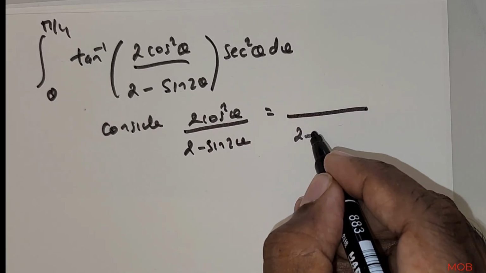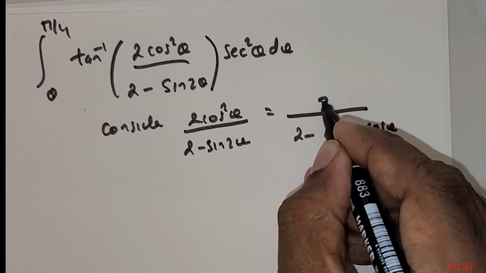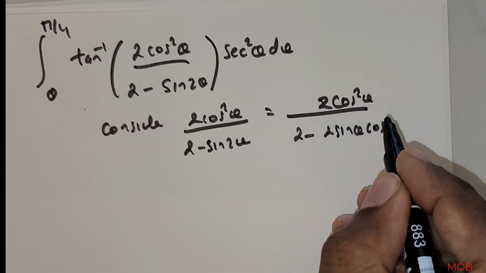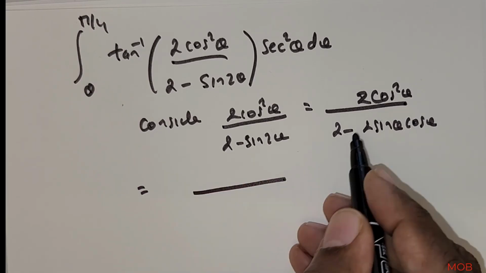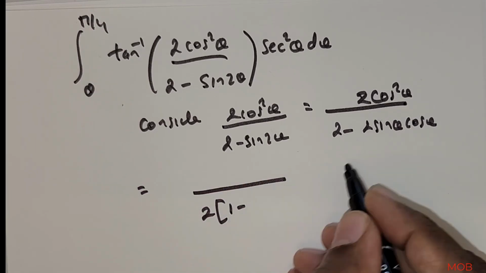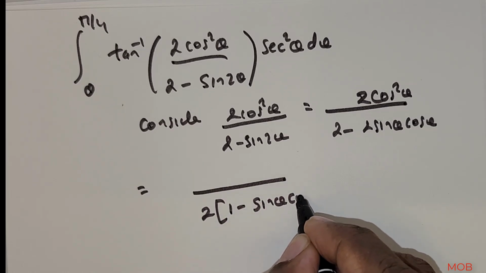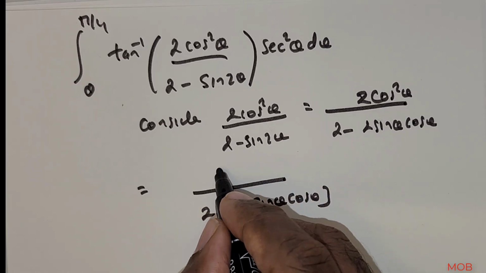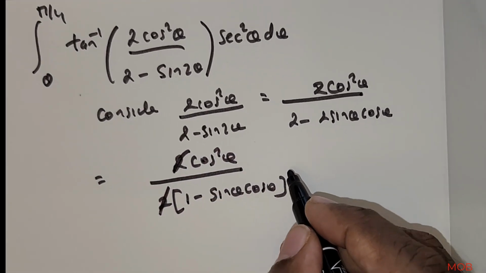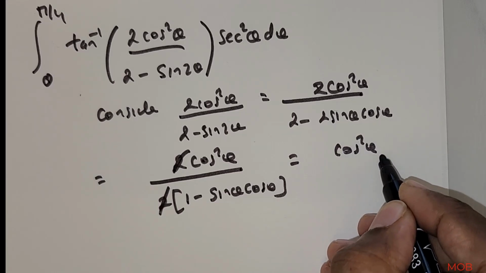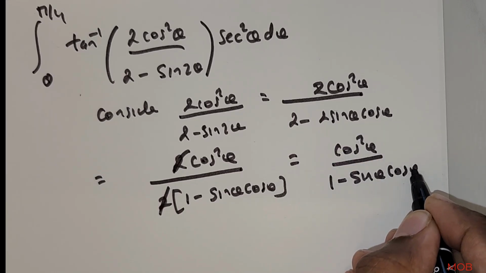Then I wish to rewrite sin 2 theta as 2 times sin theta cos theta. Of course, you have 2 cos square theta in the numerator. Then I would like to take 2 out of the denominator. This gives me 2 times (1 minus sin theta cos theta). In the numerator you have 2 cos square theta, the 2 gets cancelled, giving me cos square theta over 1 minus sin theta cos theta.